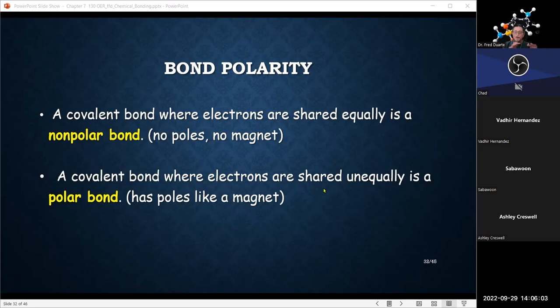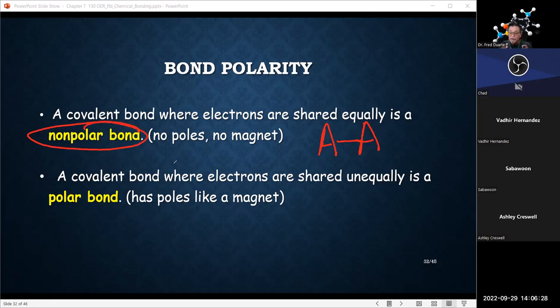So when there's equal sharing in a bond, we call it a nonpolar bond. Now, the best way I think to look at it is in generic terms. If I have A, some element, bonded to A, which is the same element, then we're going to end up with a nonpolar bond. Why is that?